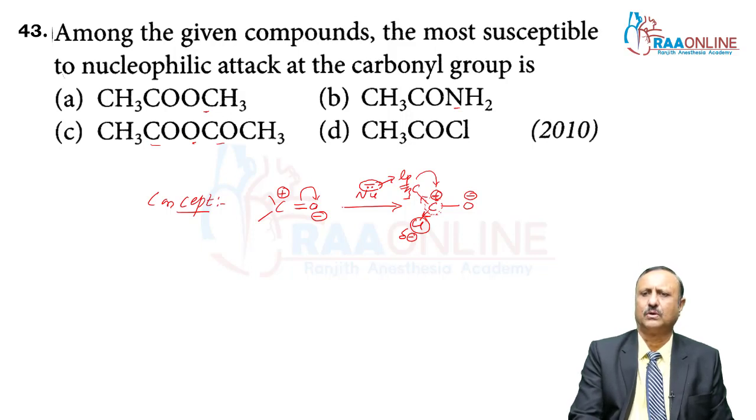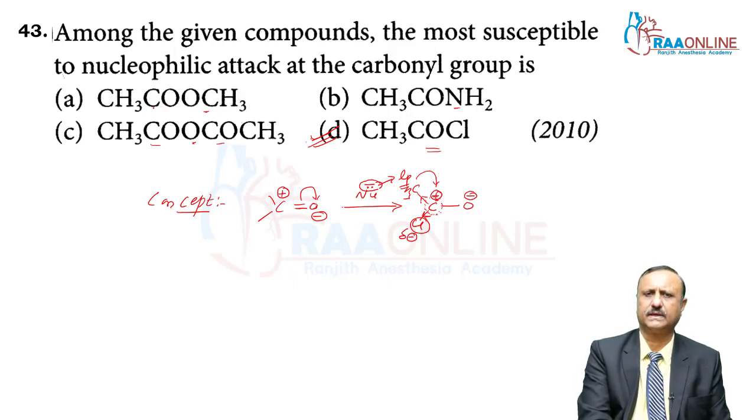So this carbon atom is more electron deficient and the positive charge increases, and due to this increase in positive charge, the nucleophile attacks this carbonyl carbon. You can go to option D, because here in CH3COCl the nucleophilic attack is more.